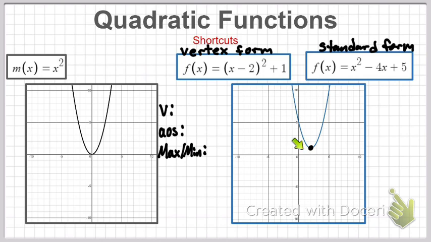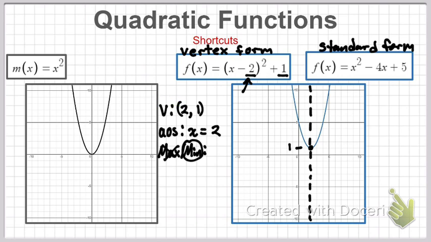Here our vertex is right there. That vertex is 2, 1, and you can see very clearly in our vertex form where those numbers come from. Notice this is a +2, not a -2. You don't really see that in the standard form. The axis of symmetry is right down the middle of our parabola. That is x equals 2, related to the x in the vertex and the 2 that you see in vertex form. And then we have our minimum value.